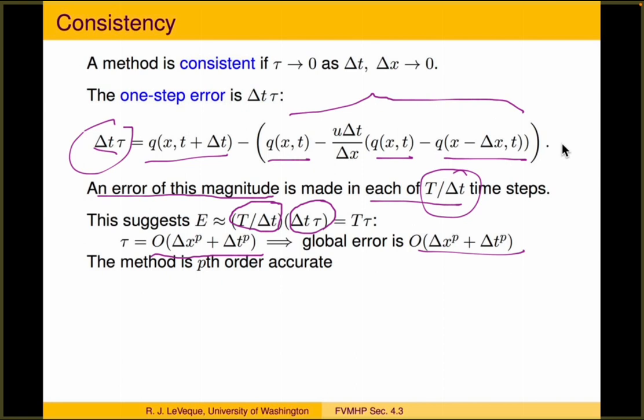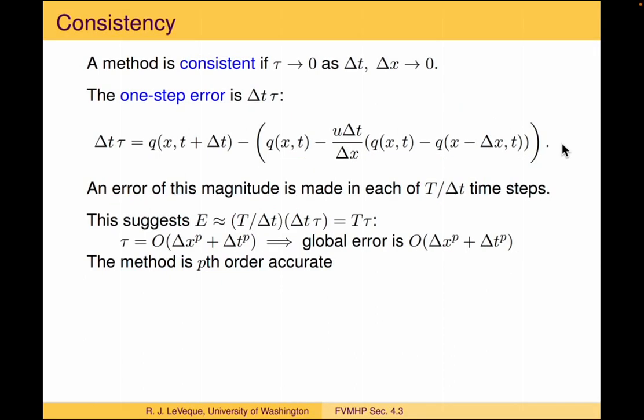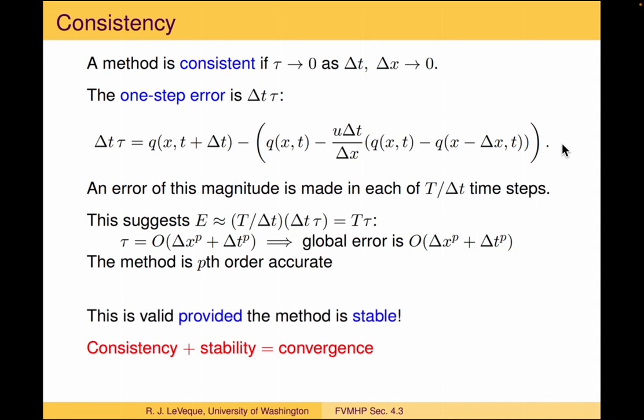You can also have methods that are order p in space and order q in time. They don't necessarily have to be the same, but the same argument would show that whatever order we have in the local error, we would hope that the global error has the same order of accuracy. And so we hope that by doing these Taylor series expansions and calculating the local truncation error, we can use that to also estimate the global error. The problem with that is that as we refine the grid, we have to take more and more steps to get up to this fixed time.